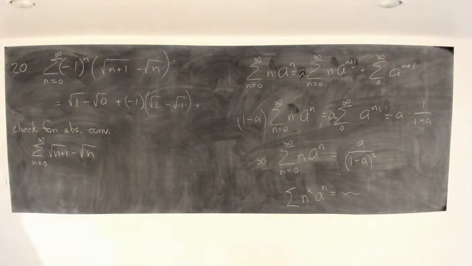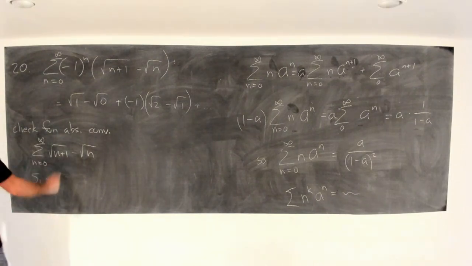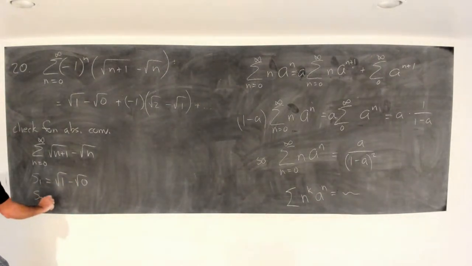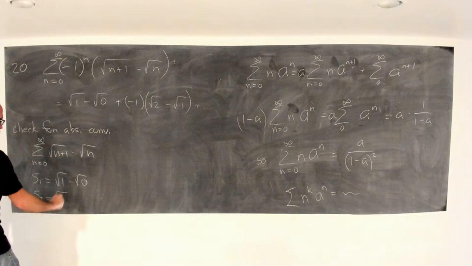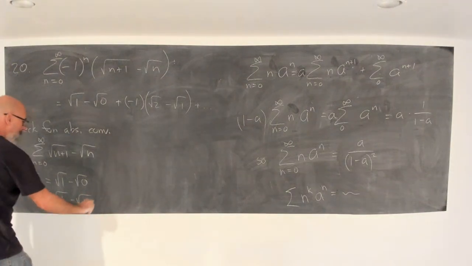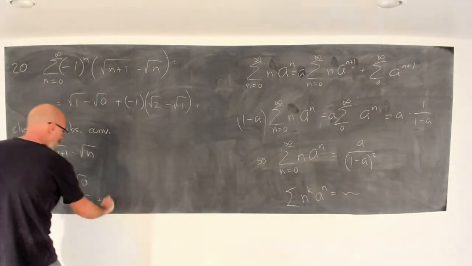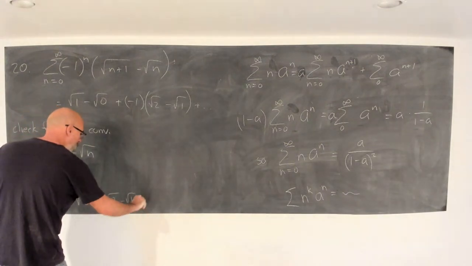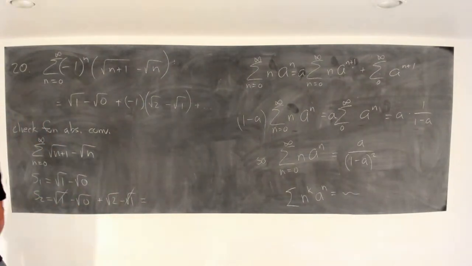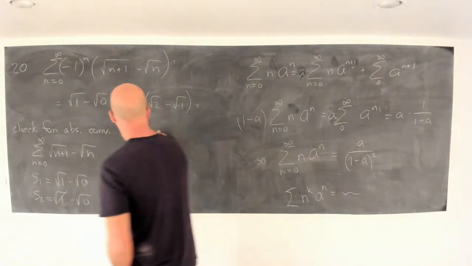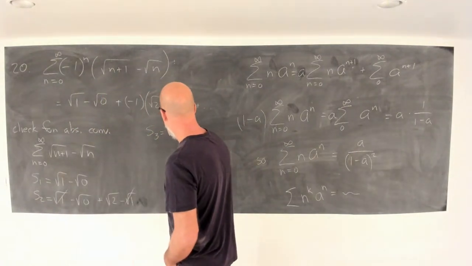So you're thinking to yourself, I'm going to write down the sequence of partial sums. S2 is the first term plus the second term when n is 1. You get root 2 minus root 1. So these cancel out. And S3 is the sum of the first three terms.